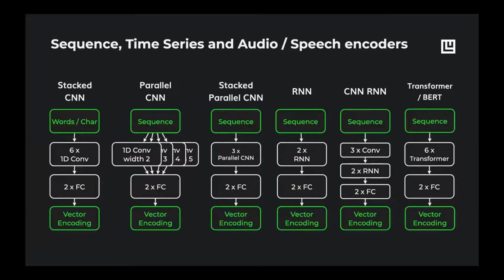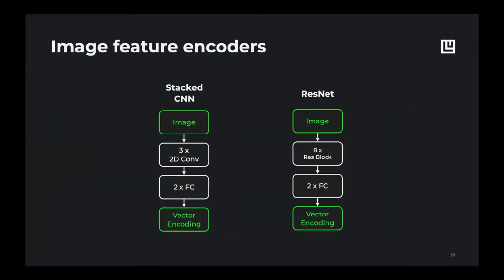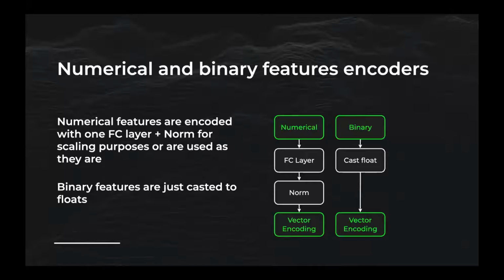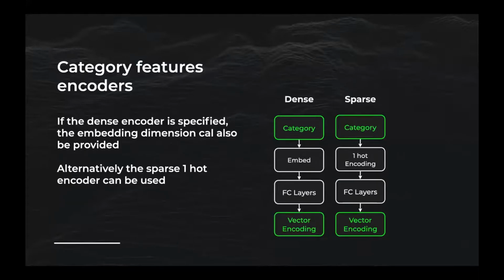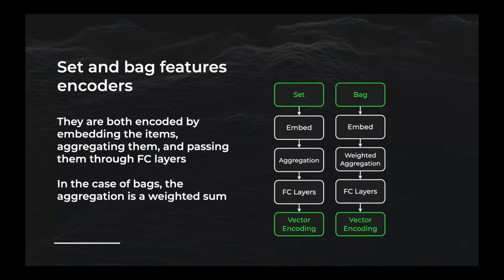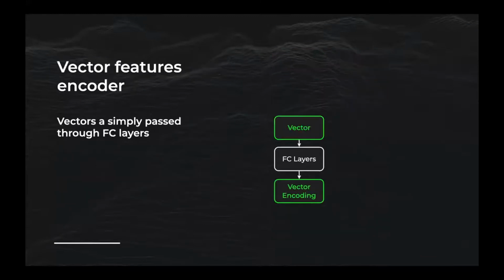This kind of architecture is really useful because it allows you to reuse code. And in this case, I can use the same encoders for sequences, time series, audio and speech, and so on. While for images, I'm using different encoders, like the stacked CNN, that looks like VGG, and the ResNet, which are pretty standard encoders. And then there's also two different encoders for numerical and binary features, category features, sets and bags, date and H3, and vector features. So you have all these different data types that you can use as inputs.